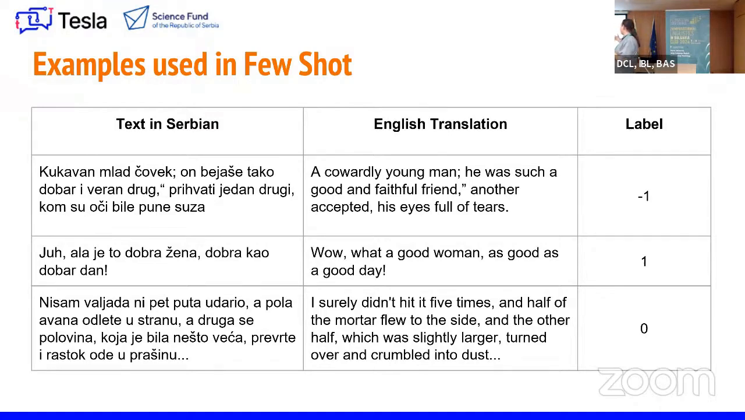The second is very simple: whoa, what a good woman, good as a good day. And the third is a long explanation which does not have any emotion. I surely didn't hit it half the time, and half of the mortar fell to the side, the other half, which is slightly larger, turned out and crumbled to dust. That is an action which doesn't have any emotional significance. That was used as the prompt for few shot.